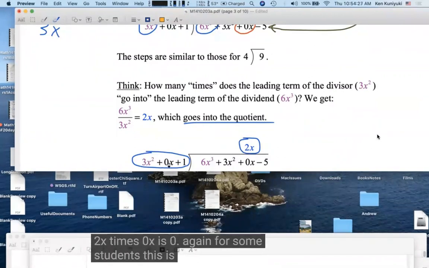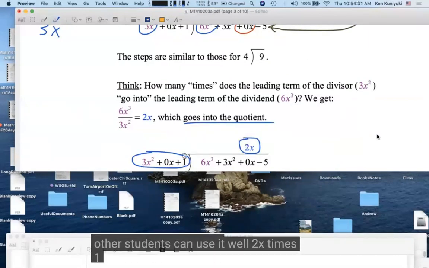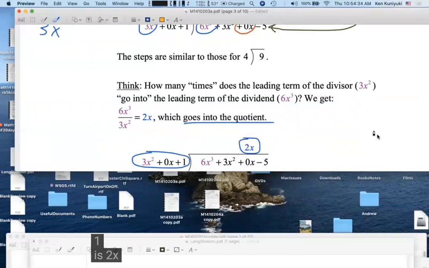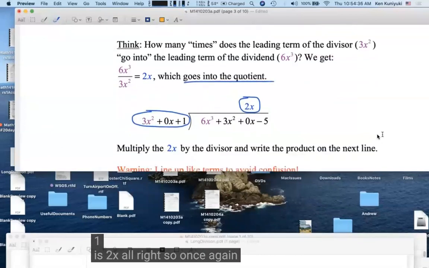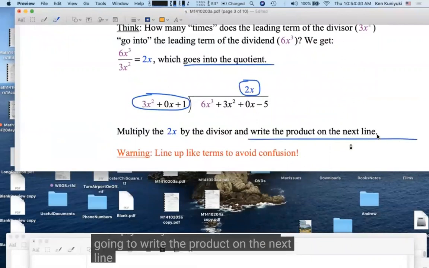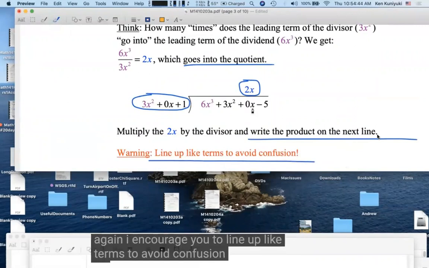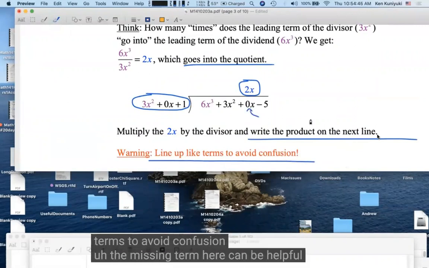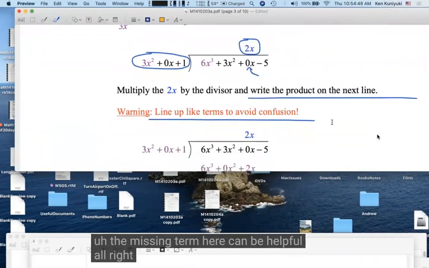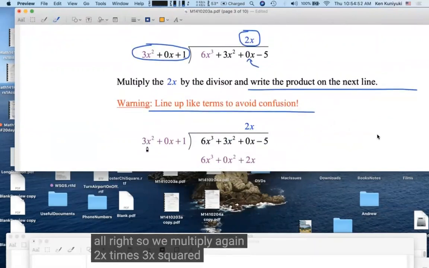Again, for some students, this is a bother. Other students can use it well. 2x times 1 is 2x. So once again, multiply 2x by the divisor, and we're going to write the product on the next line. Again, I encourage you to line up like terms to avoid confusion. The missing term here can be helpful. All right, so we multiply. Again, 2x times 3x squared is 6x cubed.